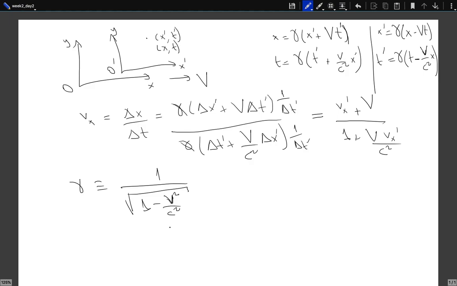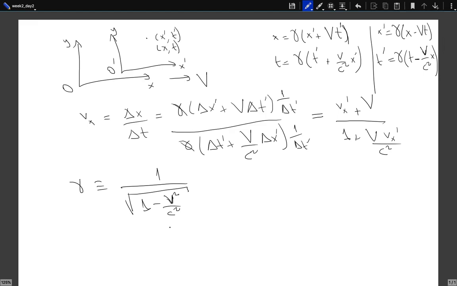If the object is moving, and if I measure the beginning of an object at one time and the end of the object at another time, then I'm not really determining the length of the object. So that is one thing we have to pay attention to.